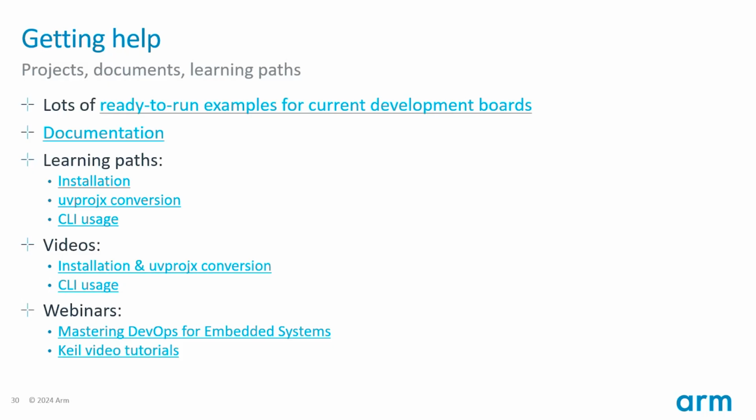Here's the summary. On this page, I have lots of links for getting help, talking about the ready-to-run examples for the development board, documentation. We have so-called learning paths, which are very, very small pages that explain certain things, like, for example, how to install it, how to use uVision project conversion. So if you are an old-time Microvision user and you want to move over to this new CMSIS-Toolbox and the new project format, we have a conversion tool available. We explain how to use the CLI, for example.